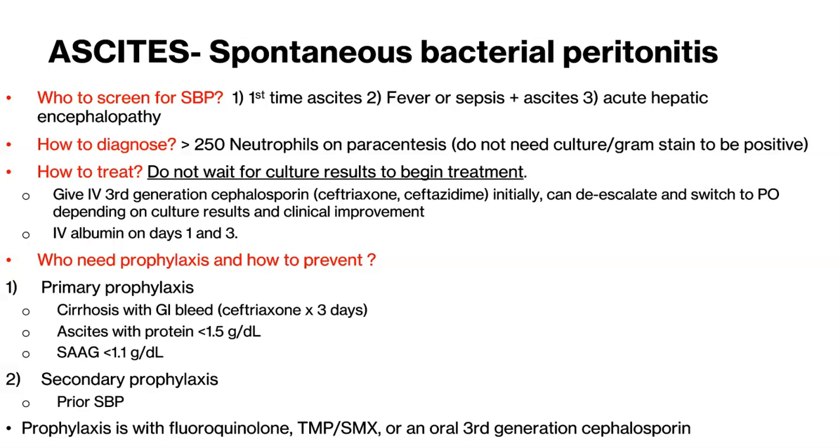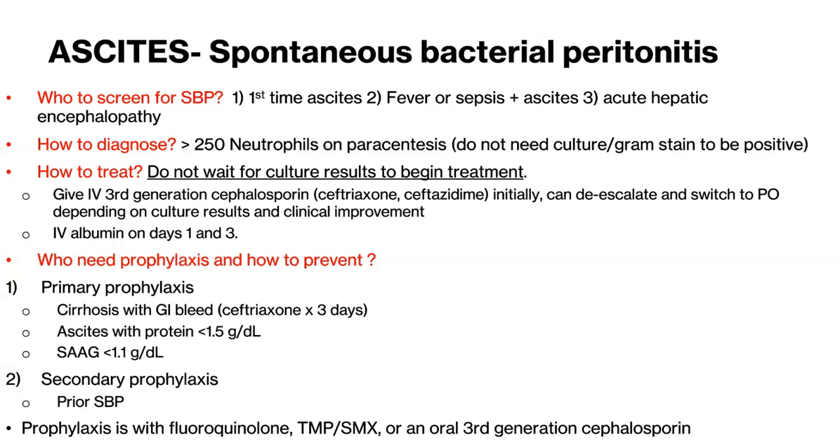Some patients may need prophylaxis with antibiotics to prevent future episodes of SBP. Primary prophylaxis should be given to people with cirrhosis when they have a GI bleed, typically with ceftriaxone for 3 days. Patients with cirrhosis should also receive prophylaxis for SBP if they have ascites with a protein of less than 1.5 grams per deciliter or a SAG ratio of less than 1.1 grams per deciliter.